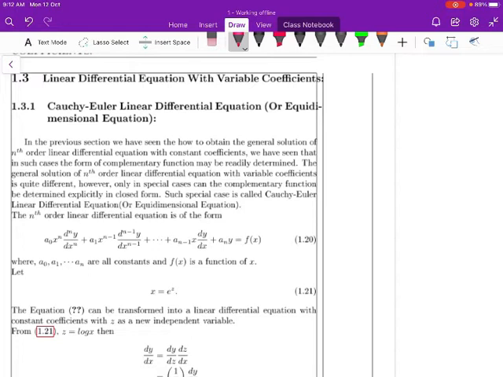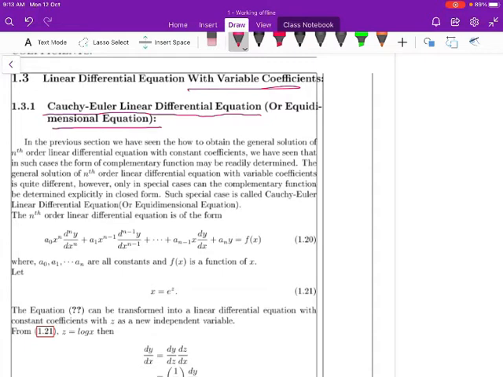Hi students, so far you have studied the solution of linear differential equation with constant coefficients. Now let us move to the solution of linear differential equation with variable coefficients. So now let us move to the solution for the Cauchy-Euler linear differential equation, or we call it as equidimensional linear differential equation.